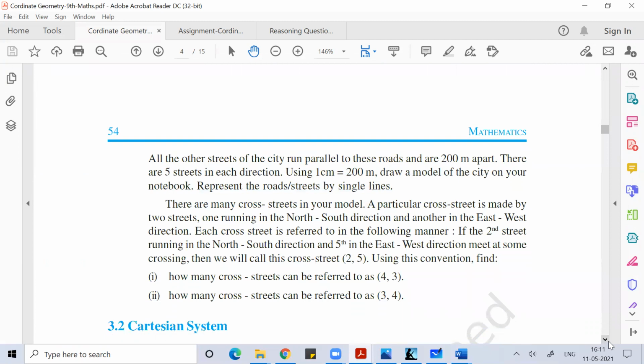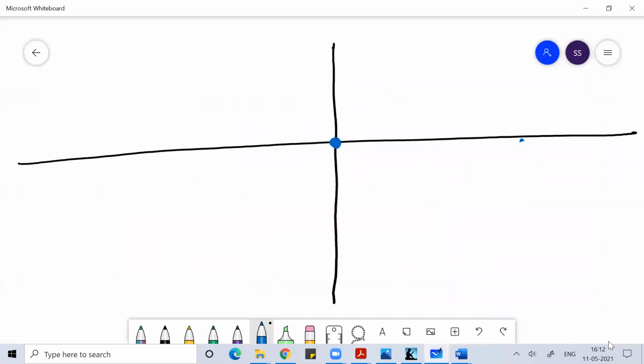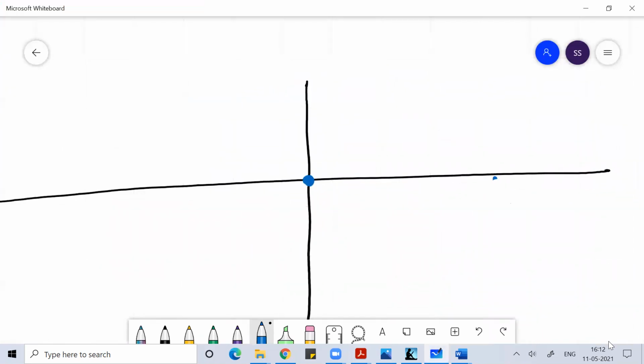All the other streets of the city run parallel to these roads, and they are 200 meters apart. So streets are there which are 200 meters apart, and there are 5 streets in each direction.